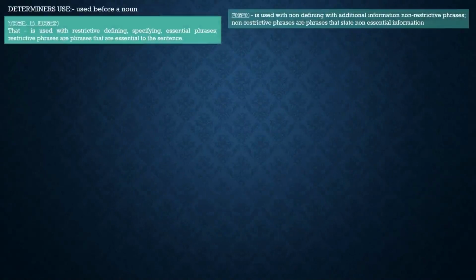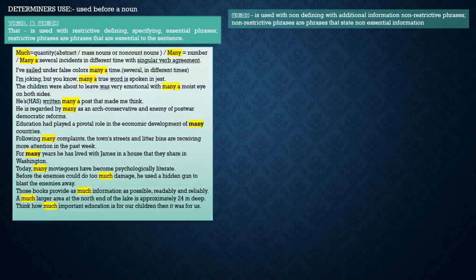That versus which. As we already discussed, when to use that and when to use which. That is used with restrictive clauses: defining, specifying, essential phrases, or restrictive phrases are phrases that are essential to the sentence. Which is used for non-defining clauses with additional information, non-restrictive phrases. Non-restrictive phrases are phrases that are non-essential, non-defining information.